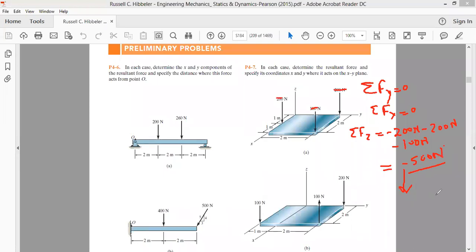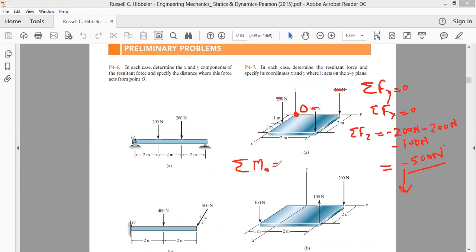Now the moment of the forces is to be taken into consideration. How much is the moment of these forces? Let's take the moments about an axis passing through a point. Let's call this origin point O and start taking all the moments about an axis passing through point O. This is the resultant force. This is step number 2: summing up all the moments about an axis passing through point O.